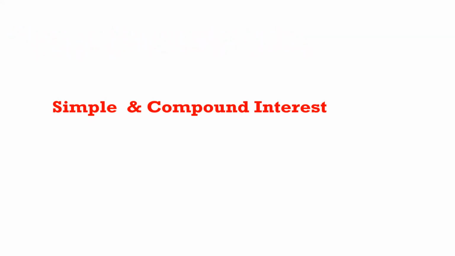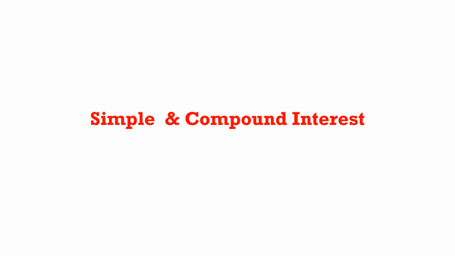Today we are going to talk about simple interest and compound interest and why they are important when it comes to borrowing or investing. We have simple and compound interest. Simple interest is calculated on the principal, the original amount that you borrow, and compound interest is calculated on the principal plus the accumulated interest from the previous months or years. So that makes the difference.